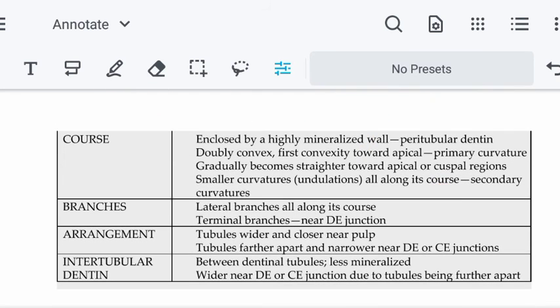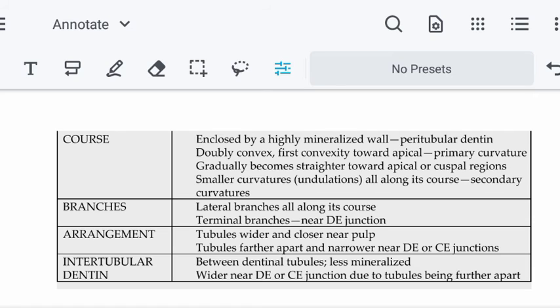Course enclosed by a highly mineralized wall, the peritubular dentine, doubly convex. First convexity towards apical. Primary curvature gradually becomes straight toward apical or cuspal regions. Smaller curvatures or undulations along its course are called secondary curvatures. I have told you the dentinal tubule is S shaped, and it contains curvatures, right? Primary curvature, secondary curvature. These secondary curvatures are present along the course of the dentinal tubules.